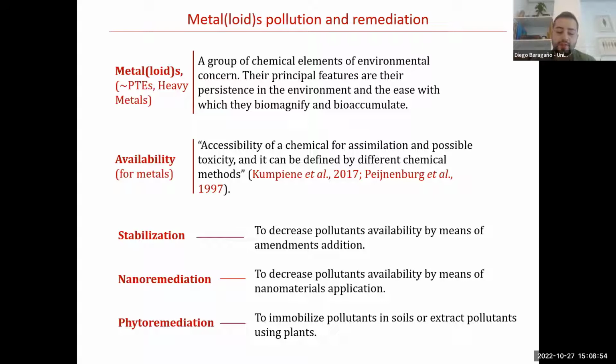The nanoremediation technology also tries to decrease the pollutants' availability, but using nanomaterials. It means that the size of these amendments is very, very small, so we have high surface area and high reactivity. The efficiency is usually higher than with microparticles, especially in the short term. And the last technology that I would like to talk about is phytoremediation, which is related to the use of plants to immobilize the pollutants in the soils through the mechanisms of the roots, or also to extract the pollutants from the soil through the roots and translocate them to the other parts. So the idea to combine biochar and nano-iron with plants is to immobilize the pollutants in the soil, avoiding the translocation of the pollutants from the soil to the plants.